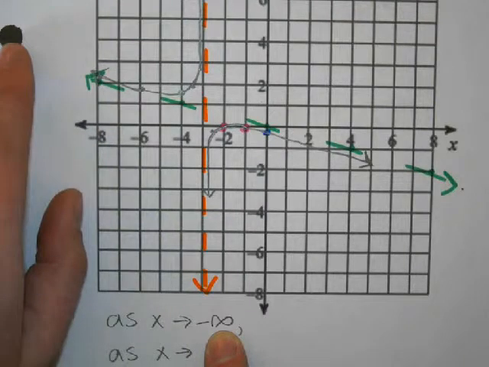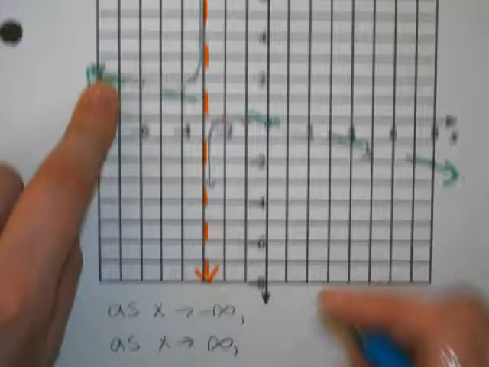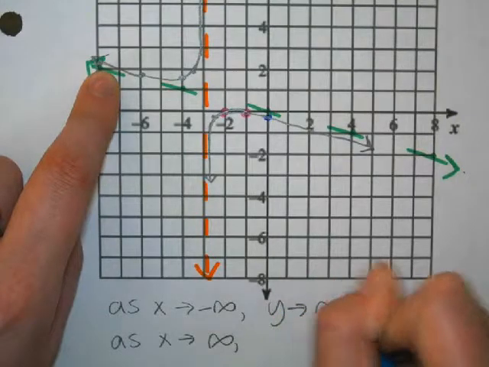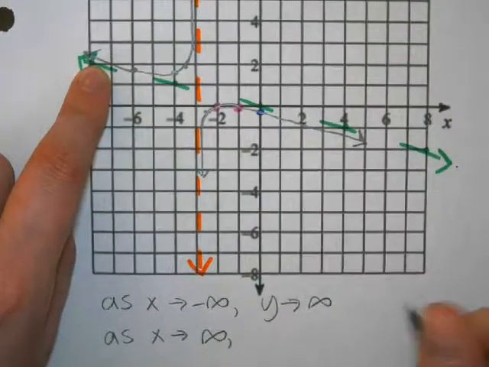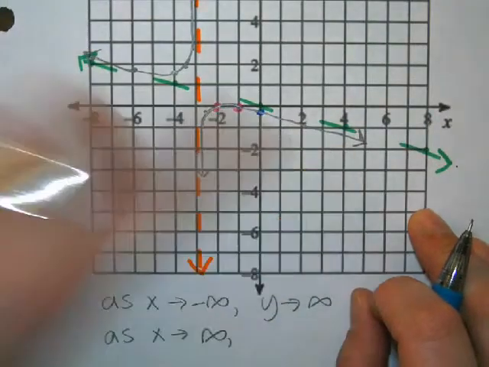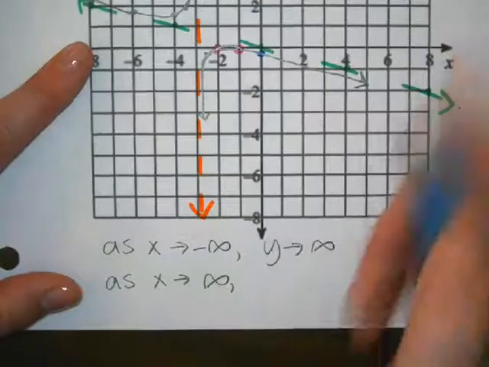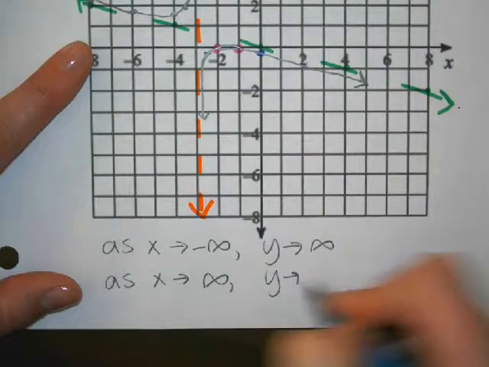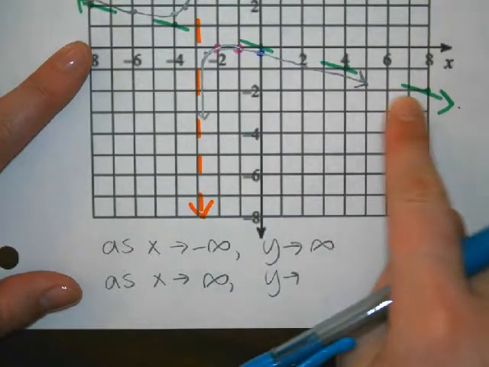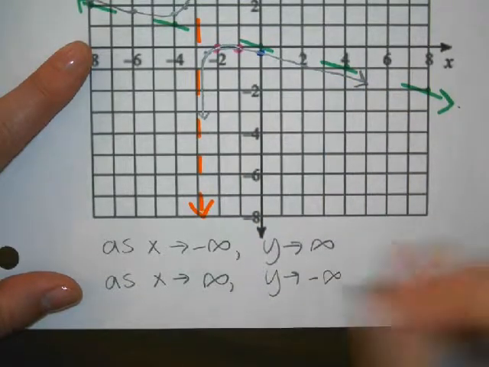I can see it slanted up a little bit. So it's going to go up, so I'm going to say y goes up. Y goes to positive infinity. For this one, as x goes to the right, y goes down, negative infinity. Okay.